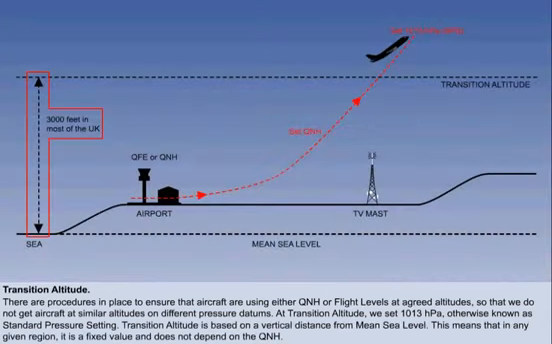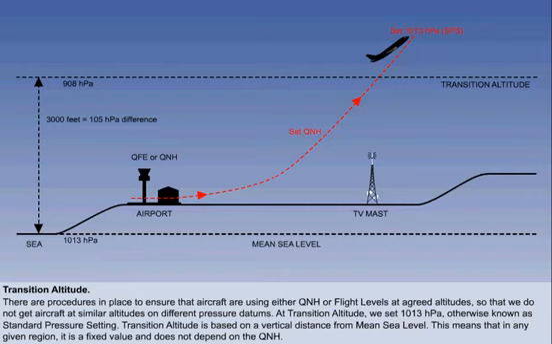The transition altitude is, as the name suggests, an altitude. In other words, it is based on a vertical distance from mean sea level. This means that in any given region, it is a fixed value and does not depend on the QNH. If the QNH is, say, 1013, then a transition altitude of 3,000 feet will correspond to a barometric pressure of 908 hectopascals. This is a change of pressure of 105 hectopascals.